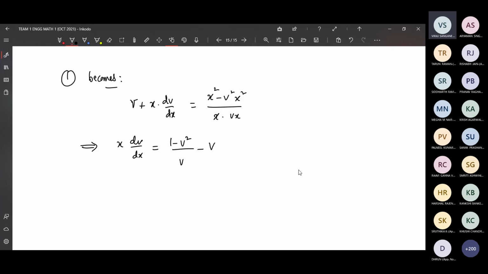x square in the numerator and denominator you can cancel here because you are simplifying it. x dv by dx equals 1 minus v square minus v square, that means 2v square, by v. So this means v by 1 minus 2v square dv equals dx by x. This is a separable equation.